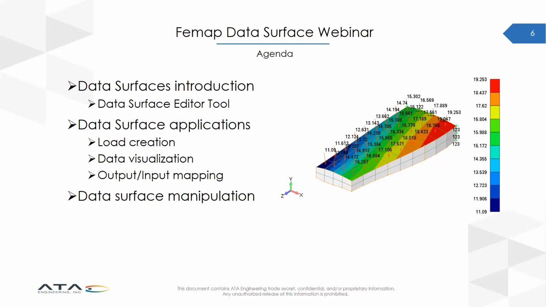Another useful application for data surfaces is to turn the output from one model, for example, a temperature from a heat transfer model, and use those temperatures as the input into a thermal stress model. So I'll show you how to do that quickly as well. Throughout those demonstration cases, I will talk about some of the tips and tricks on how you can manipulate data surfaces and some of the nuance in working with the data surface editor.